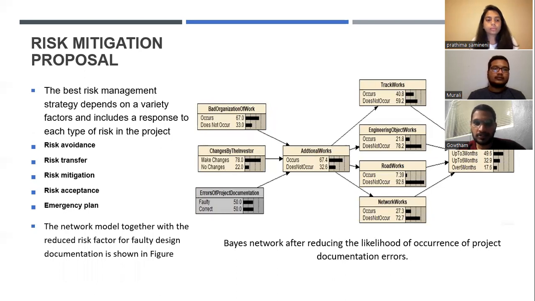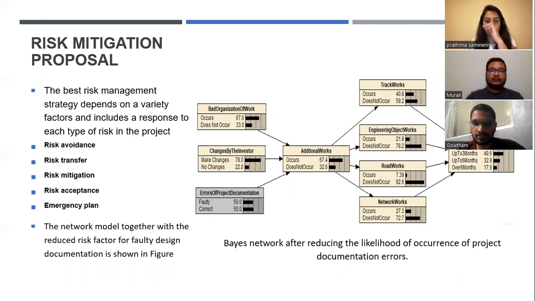Here the risk mitigation proposal includes the scenario where the occurrence of errors in the project documentation results in the appearance of high risk. The best risk management strategy depends on a variety of factors and includes a response to each type of risk in this project. In order to achieve this, we need to follow a few steps: risk avoidance, risk transfer, risk mitigation, risk acceptance, and emergency plan. Among the possible strategies to choose from, the above mentioned steps will be considered implementable in this process for railway investment implementation.